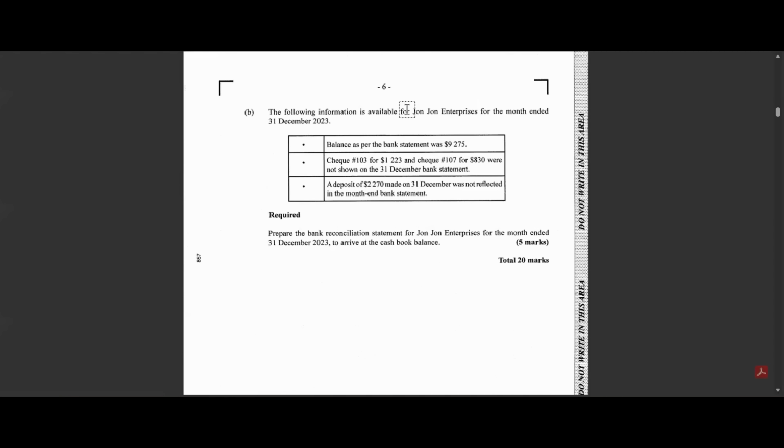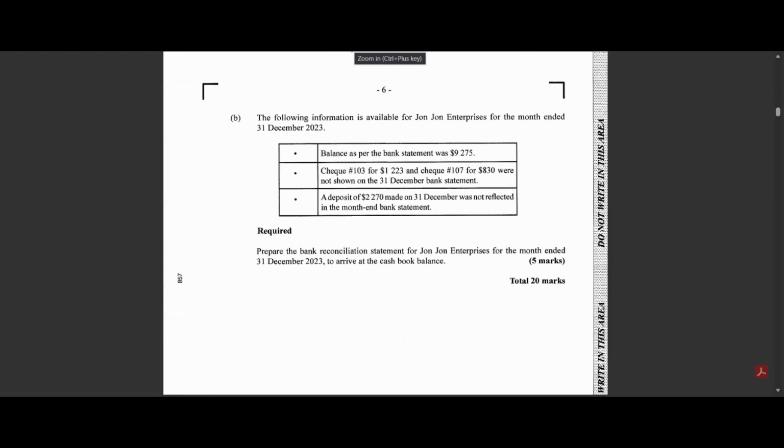All right, time for us to move on to Part B of this question now. Let's zoom up a little bit. Let's see if we could work with Part B. Alright, so Part B asks us to prepare the bank reconciliation statement for John Enterprises for the month to arrive at the cash book balance. So let's move ahead and get it done. Now this bank reconciliation statement will be prepared for John Enterprises. And this will be prepared for the month ending 31st December 2023.